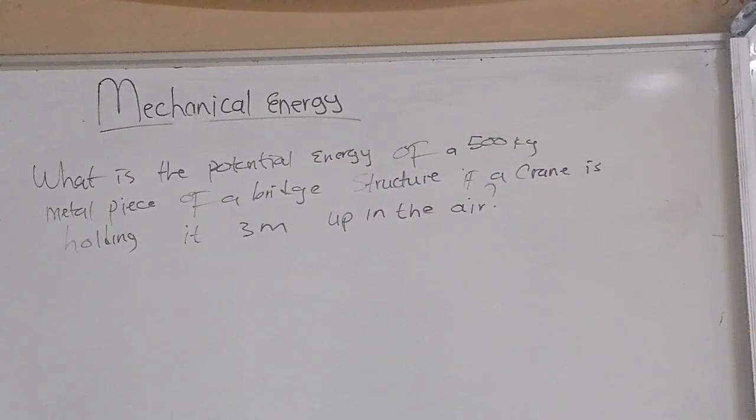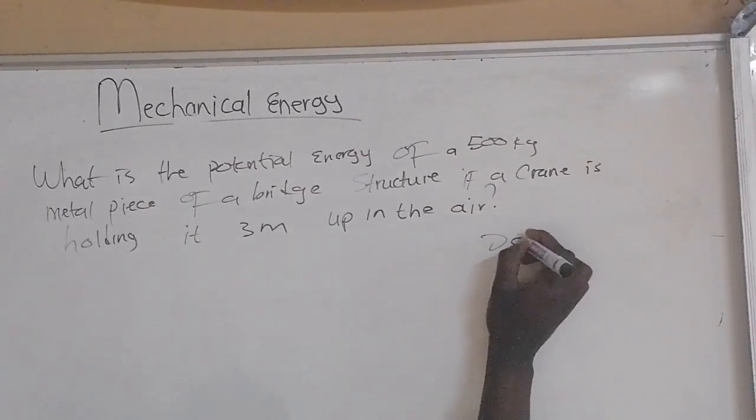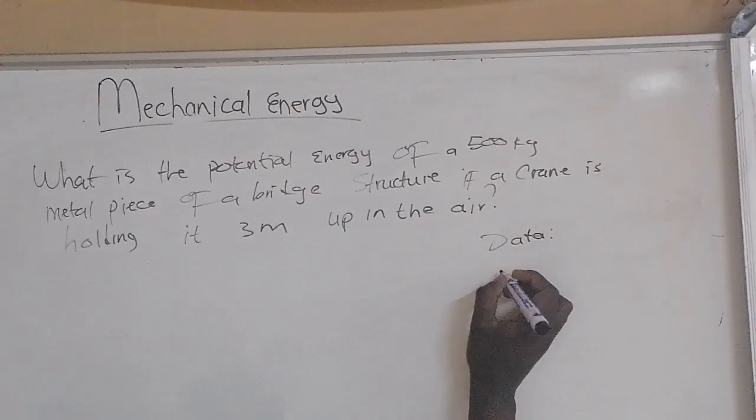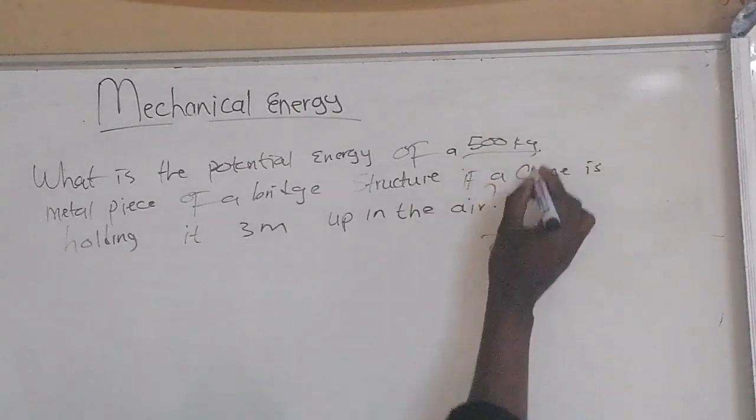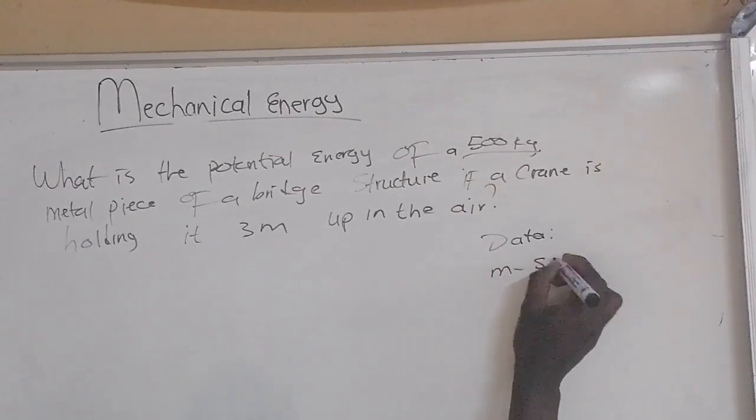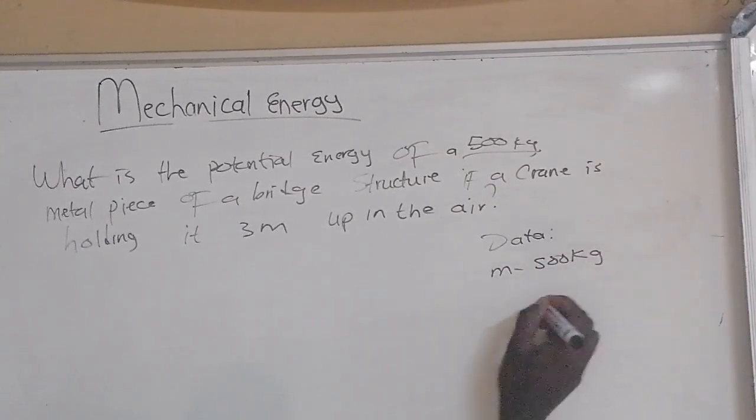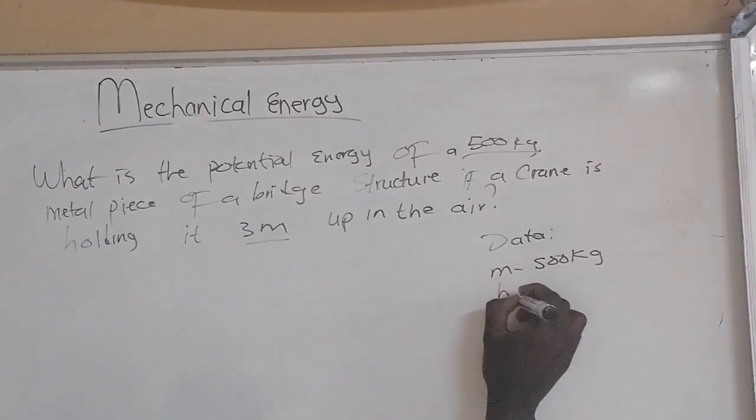Okay, the second example: what is the potential energy of a 500 kg metal piece of a bridge structure if a crane is holding it 3 meters up in the air? So the most important thing, we first write the data. We have 500 kg, that's mass, right? Then we have 3 meters, that's the height.